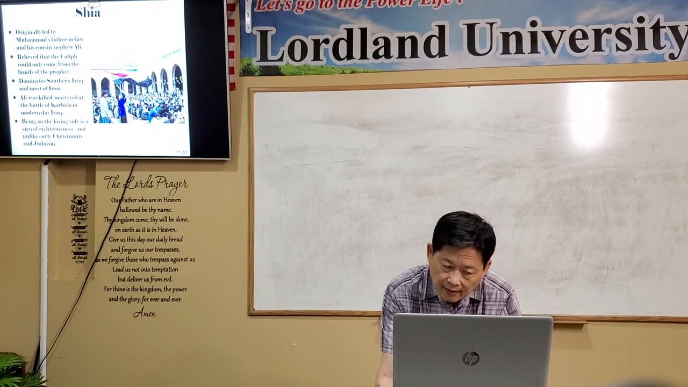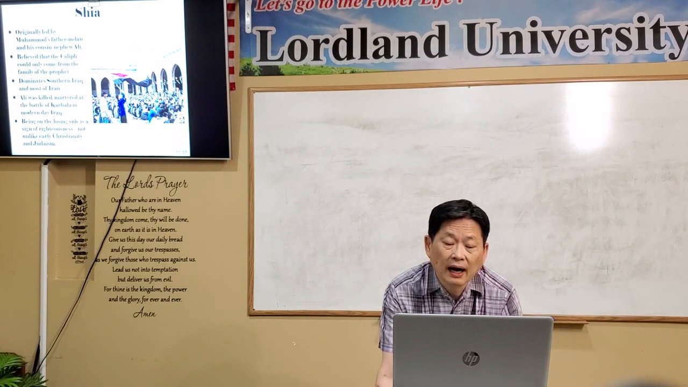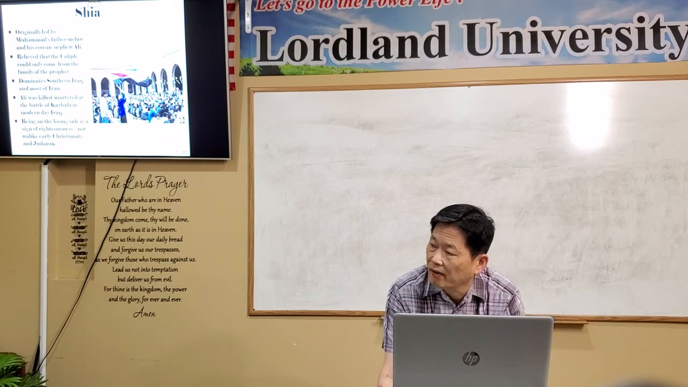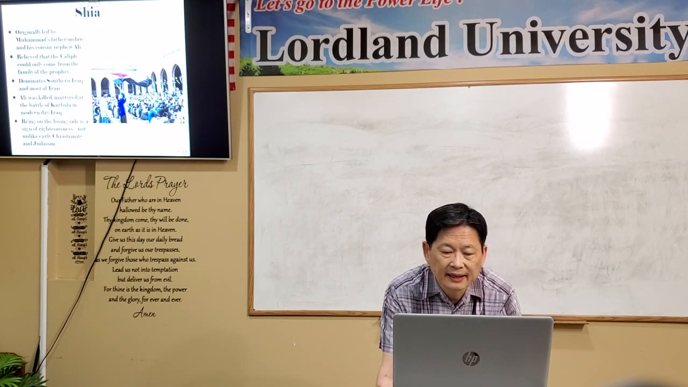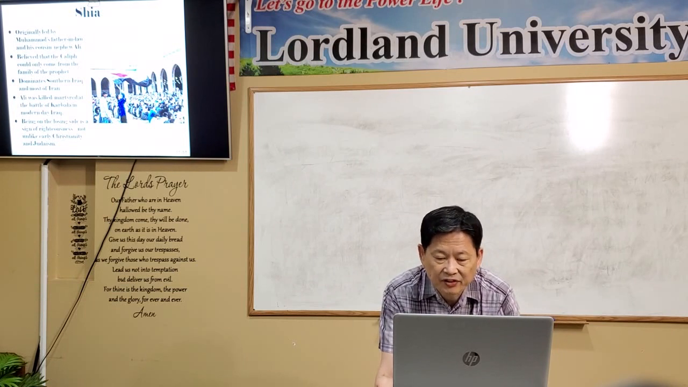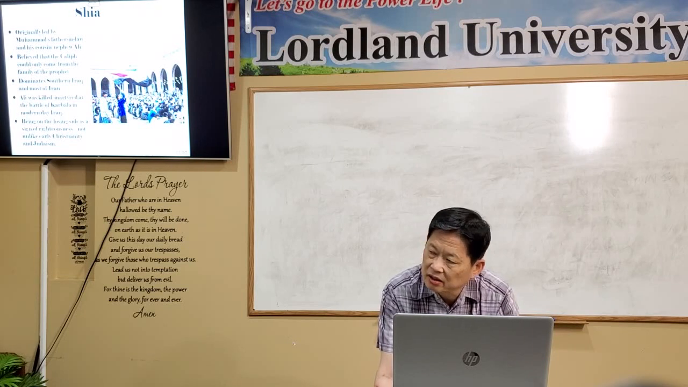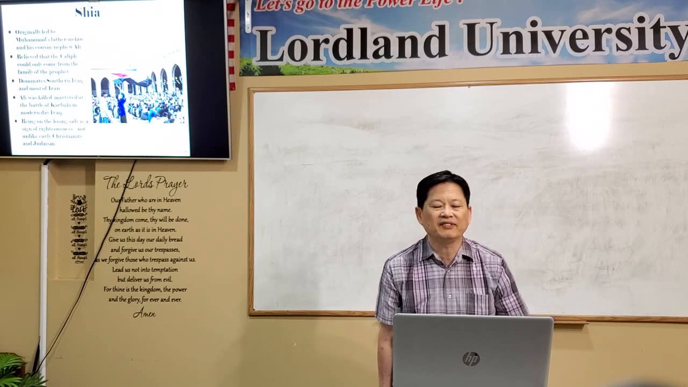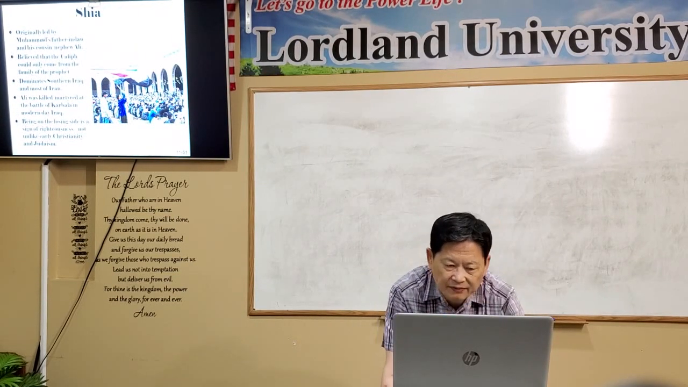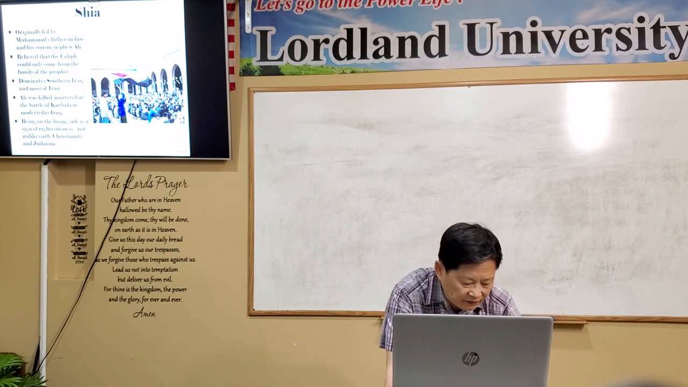Shia were originally led by Muhammad's father-in-law, Abu Bakr, and his cousin, nephew, Ali, the fourth caliph. Father-in-law Abu Bakr was the first caliph after Muhammad. Ali was the fourth caliph after Muhammad. Shia believed that the caliph could only come from the family of the Prophet.